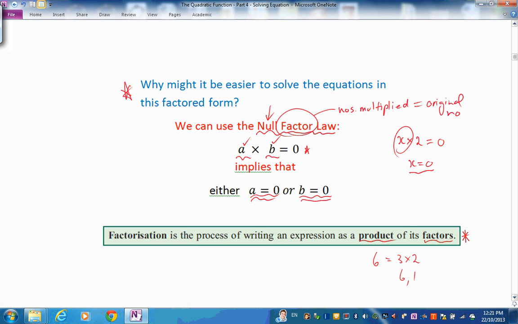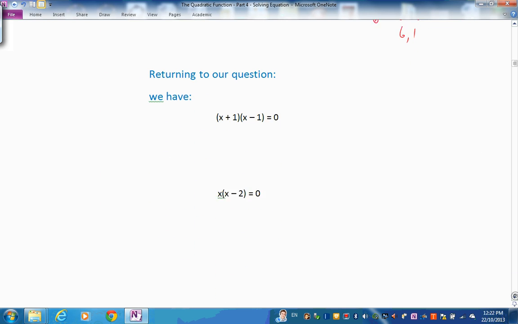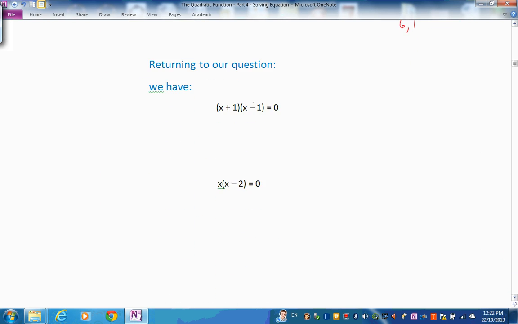So there might be some value now in solving our quadratic equations if we can write them as a product of factors, and then with the null factor law we can say one of those factors must be 0. Let's do it now and have a look. So here's our original question.